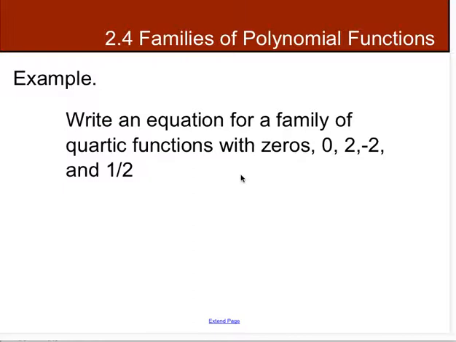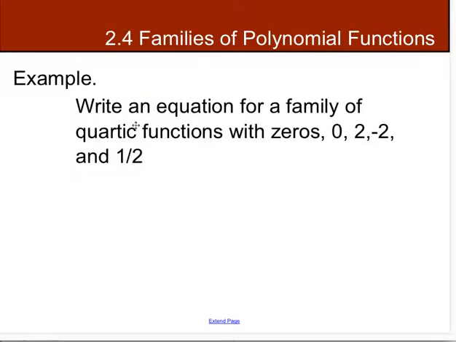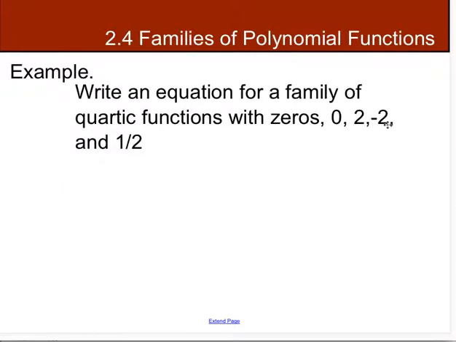And then also, on our next example, we're going to look at how to pinpoint an exact particular member of the family of that polynomial, which is a skill that we kind of already know how to do. Okay, so let's say I have this example here, and I have to write an equation that represents a family of quartic functions, and it has these zeros: 0, 2, -2, and a half.